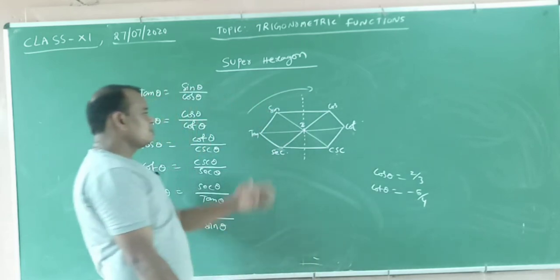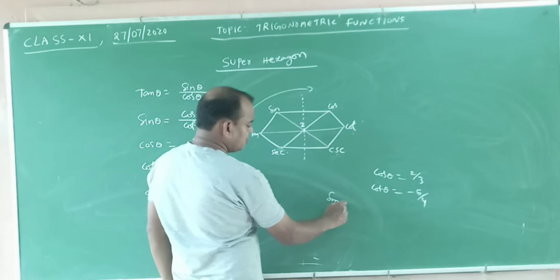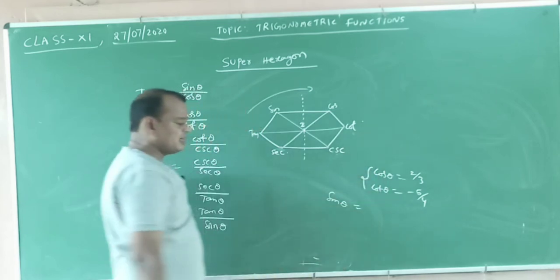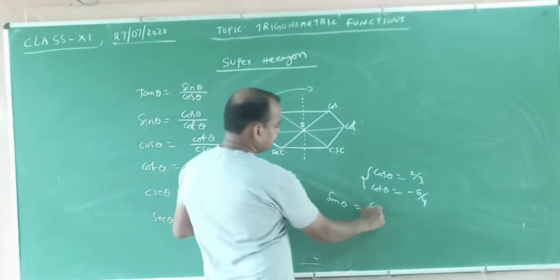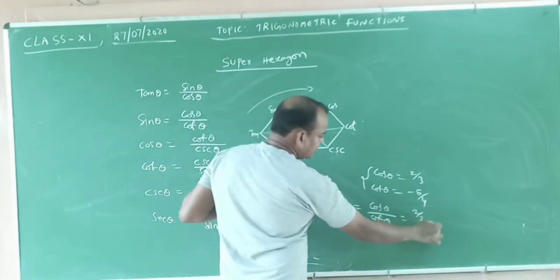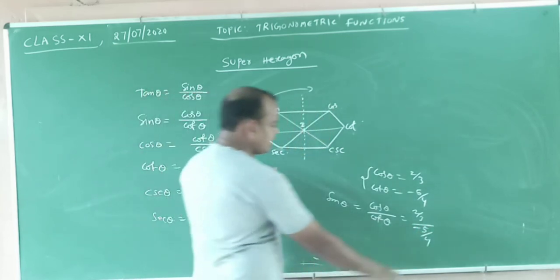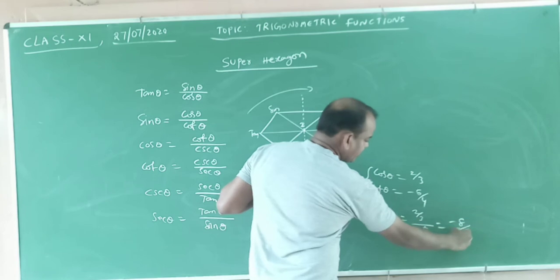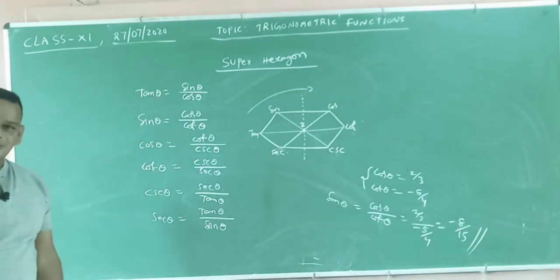Now, from the examination point of view, find the sin theta by using any formula for sin theta. Okay, 100% any formula is there for sin theta. Super hexagon: sin theta is equal to cos theta by cot theta. That equals 2 by 3 by minus pi by 4. Now 4 2s are 8, minus 8 by 15. Enough. Understood?